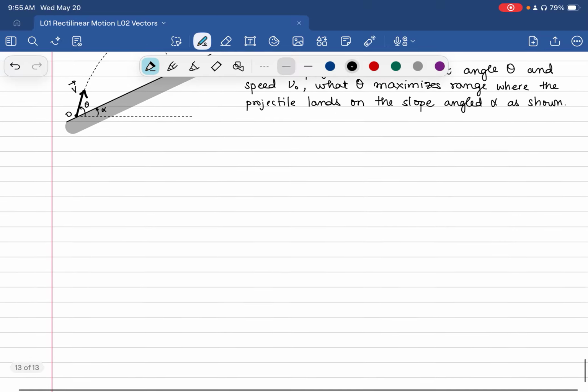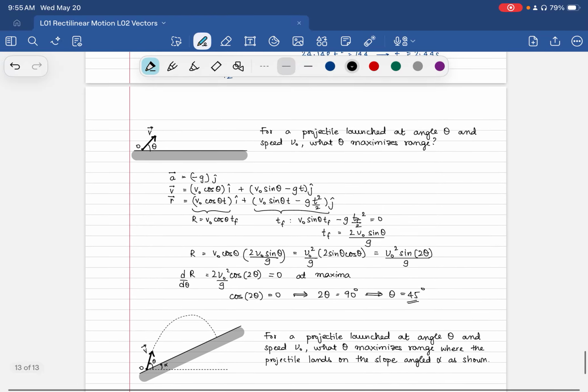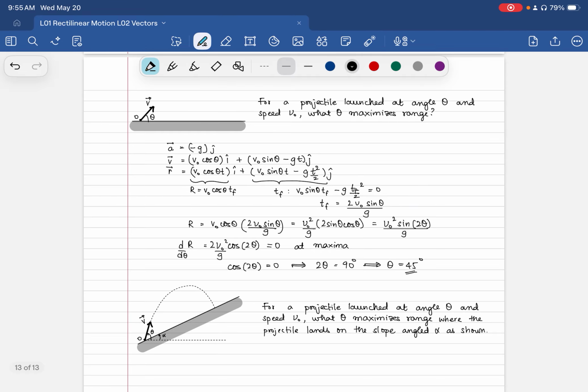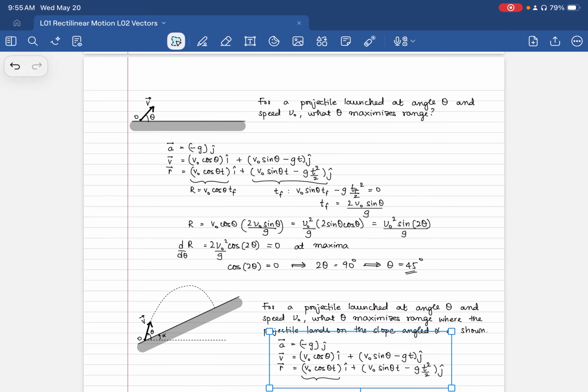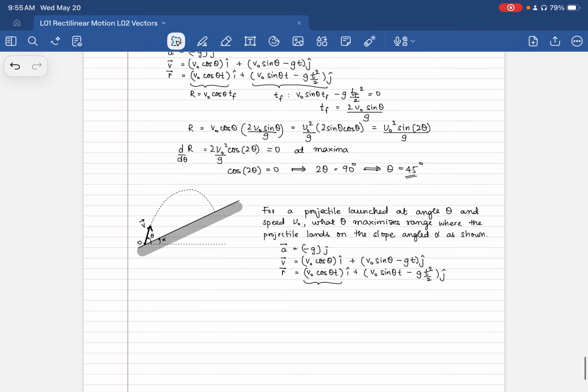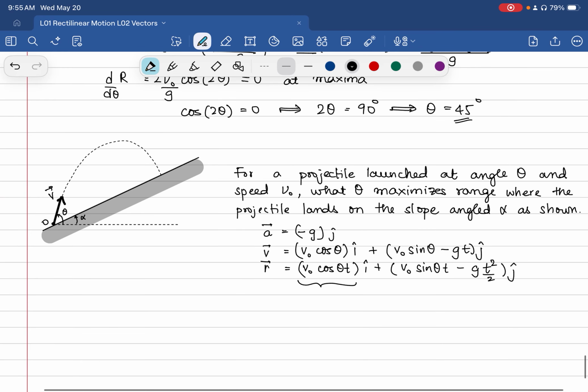Okay. First, is there anything that changes in what we did over here? Theta is still defined with the horizontal, and so everything that we did above remains as is. The only thing is that previously we had that this here was going to 0. Now what are we doing? We're trying to find the maximum range.